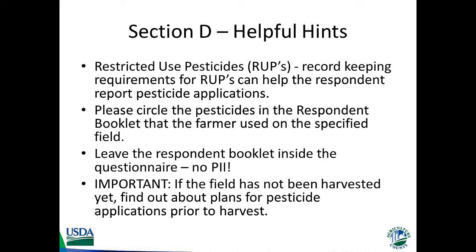There are a few other things to keep in mind. As I noted on the previous slide, there are record-keeping requirements for restricted use pesticides that, if you have the spray records available, will make the recording of the pesticide applications go much smoother. To make sure that things don't get lost, it's a good idea to circle the names of the pesticides found in the respondent booklet that the farmer used in the specified field. When doing so, make sure you leave the respondent booklet attached to the questionnaire or in the envelope provided. Do not put any PII, or personally identifiable information, on the respondent booklet.